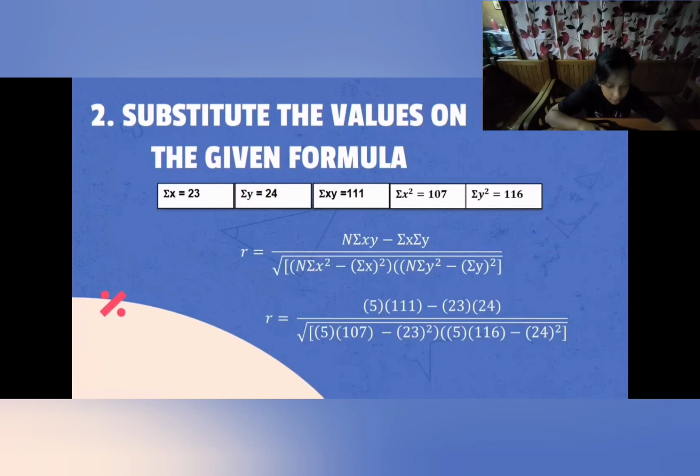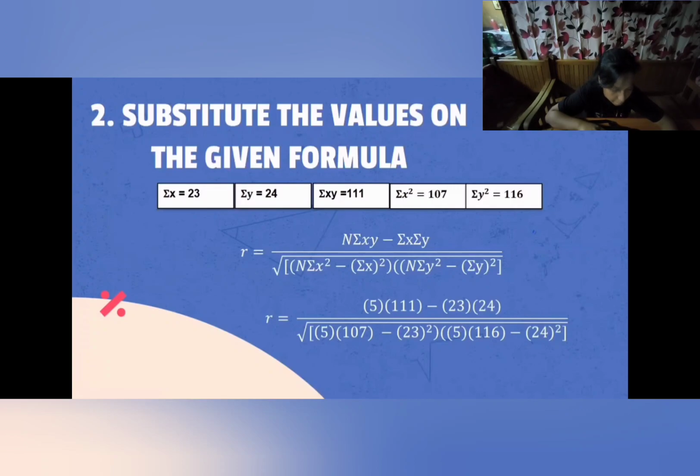So, N is the total number of pairs. A while ago we have 5 pairs, that's why 5. So, we have summation of XY, that is 111, summation of X, that's 23, summation of Y, that's 24, total number of pairs is 5, summation of X squared, that is 107, the square of the summation of X, that's 23, total number of pairs, that's 5, summation of Y squared is 116, the square of the summation of Y, that's the next step.